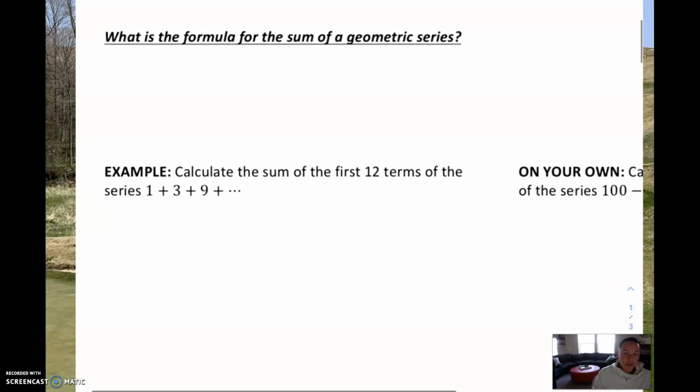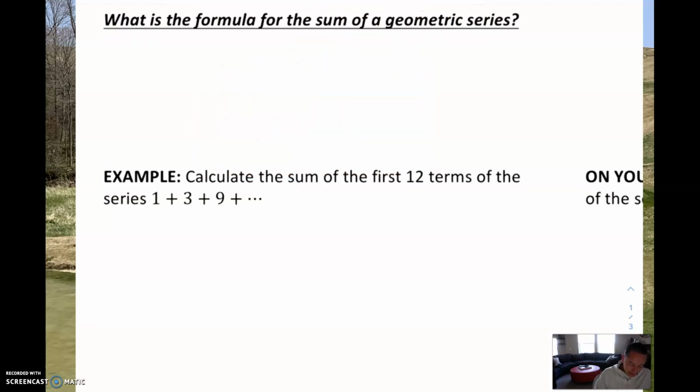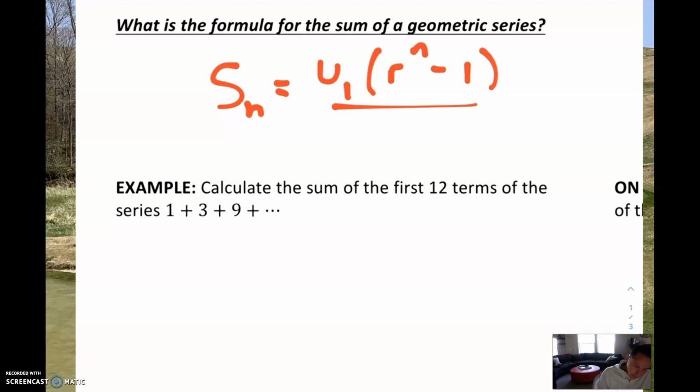In the IB formula booklet, they're going to give you this formula, so please don't waste your brain power memorizing it. But the formula for the sum of a geometric series is S sub n, that's the sum of the first n terms, is equal to u sub 1, that's the first term, times your common ratio to the nth power, subtract 1, over r minus 1.